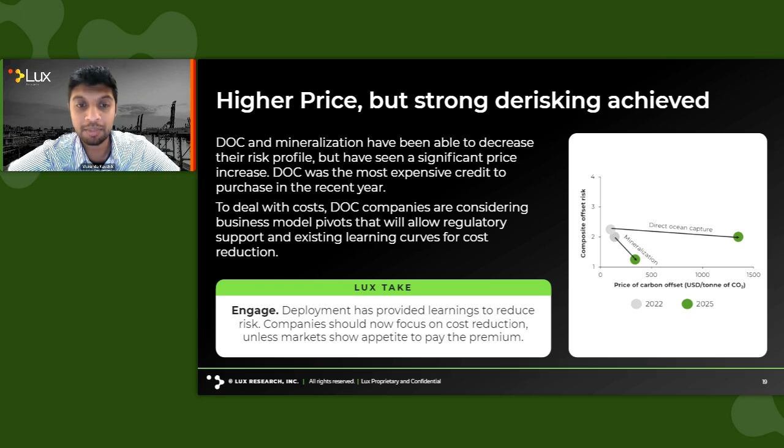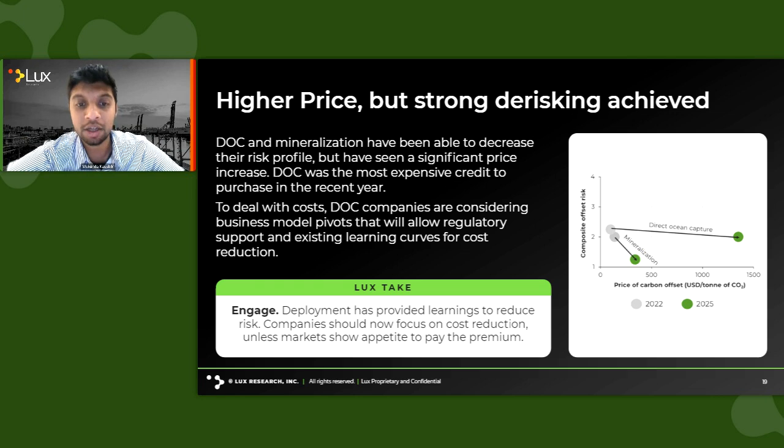While the price increase does not necessarily attract customers, given the current stage of the technology, this is not necessarily a bad thing just yet, right? So actual deployments are providing learnings that have translated into showcasing permanence or better MRV and scale, right? So direct ocean capture, the price that you see on the screen here, is actually one of the most expensive credits to buy in 2025 or 2026, right? So that's part novelty, but also part premium.